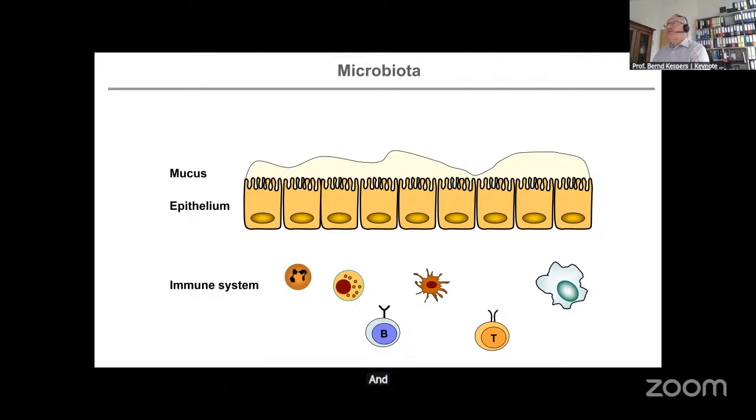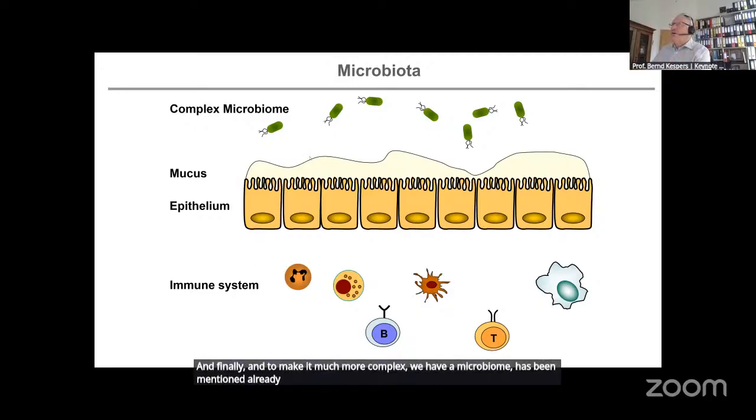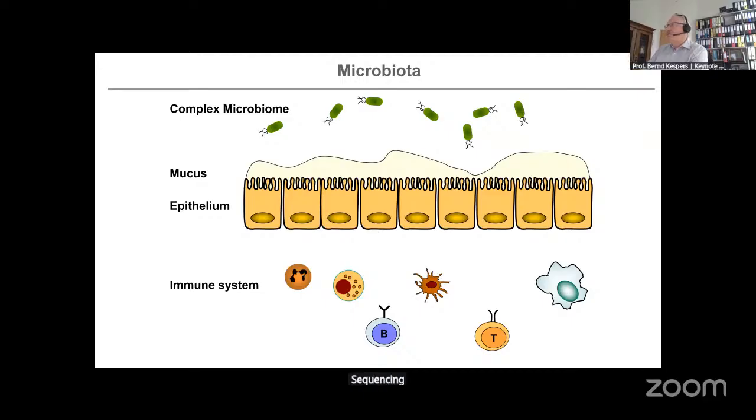And finally, and to make it much more complex, we have a microbiome. It has been mentioned already. So a whole range of different bacteria being in the gut. Sequencing has allowed to identify 500, even more, different bacteria as components of the microbiome of the chicken and also mammals.